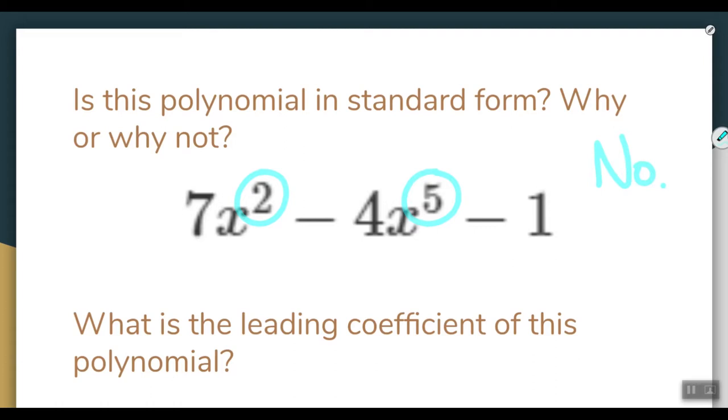Okay, the leading coefficient is the coefficient of the term with the highest exponent, and it's actually going to be -4, and you think about that sign as well. If it's negative, the leading coefficient is -4.